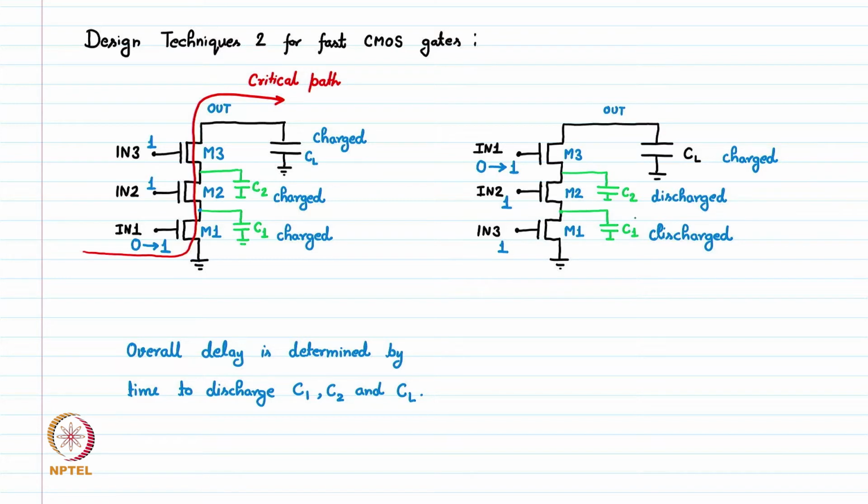Now in this system we have these three capacitances and two are already discharged at time t equal to 0. Only CL capacitance needs to be discharged to ground by the ladder M3, M2 and M1. So overall, this delay will be lesser than the earlier case because only one capacitor is charged with the same amount of current which M3 can provide. Now we will have the lesser delay in this case. So now we can write the overall delay is determined by time to discharge only CL.